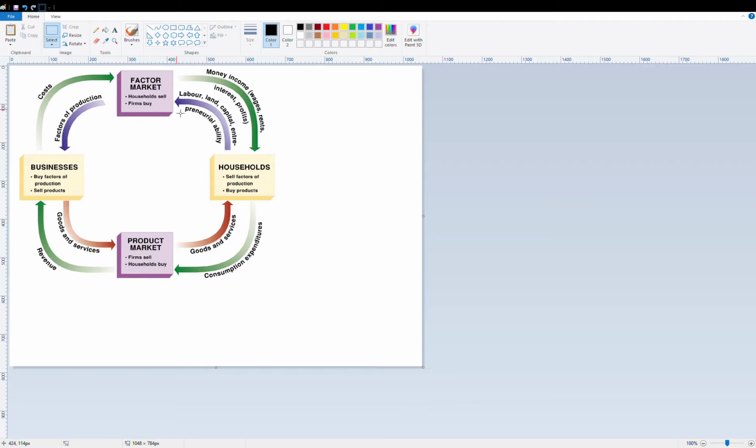We're going to talk about factors of production. Basically, it's anything that's used to produce goods and services, stuff that firms need to make stuff. Like you need capital, which is money. You also need land, and you need labor, like people working.